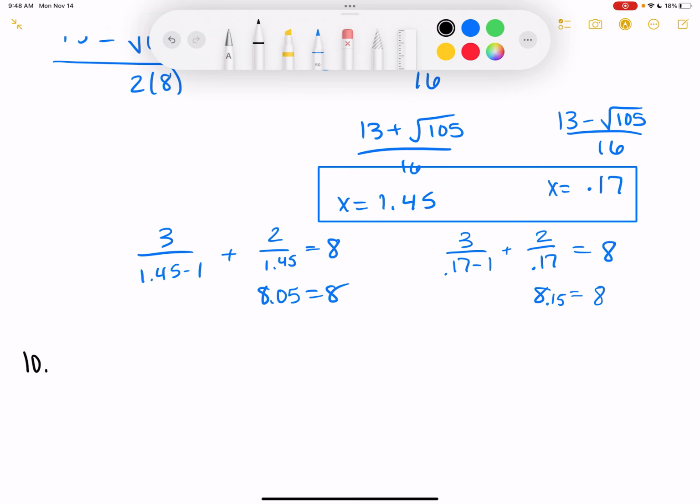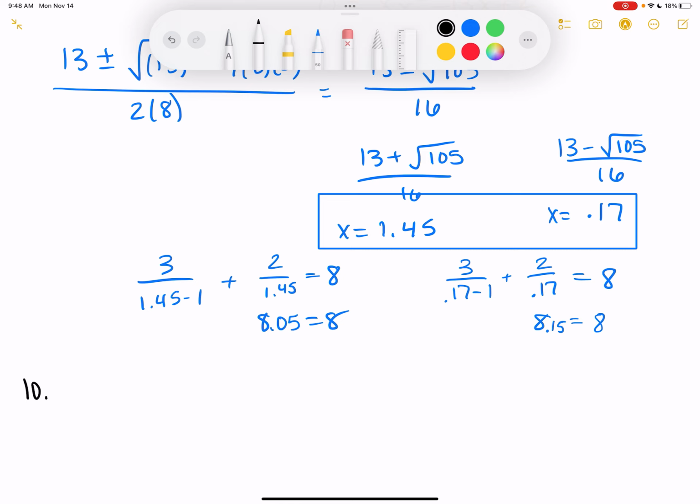Okay, so how did you do the 3 over 1.45 minus 1? How'd you plug that in? I did 3 over 0.45, because 1.45 minus 1 would just be 0.45. And then I got the answer for that, which is 6.66666. And then I added that, and then in parentheses I put 2 divided by 1.45.